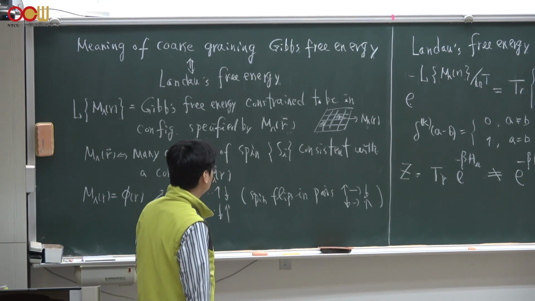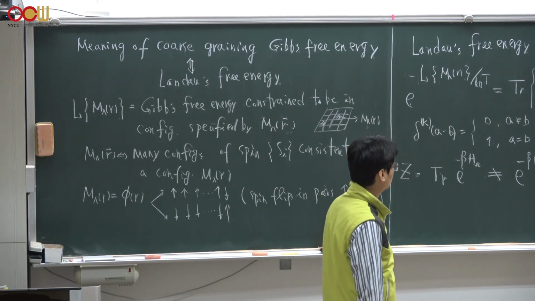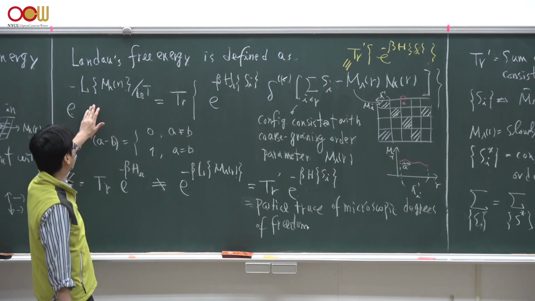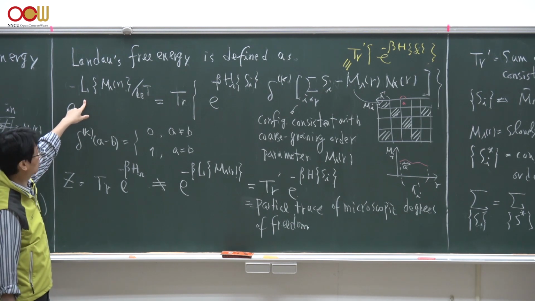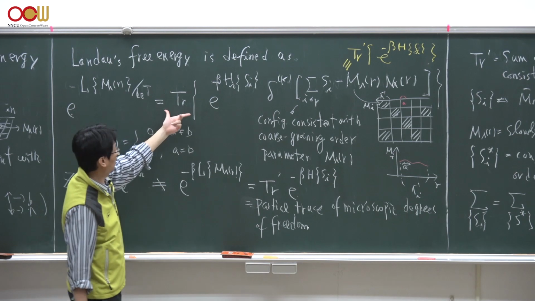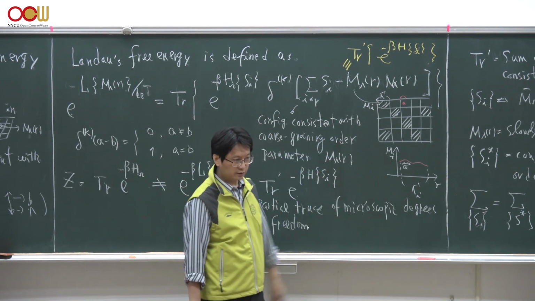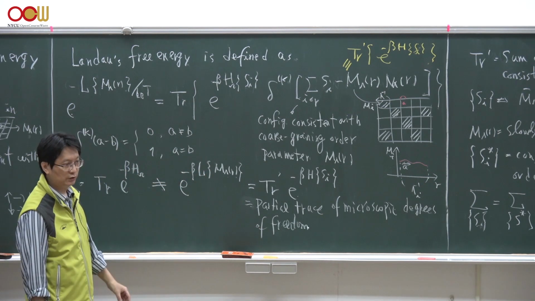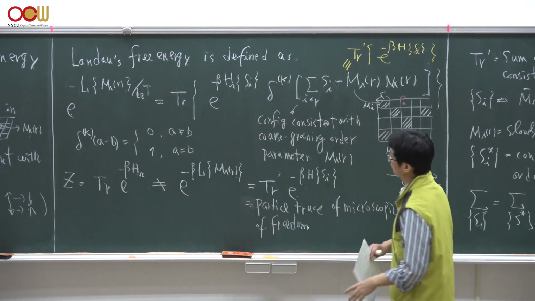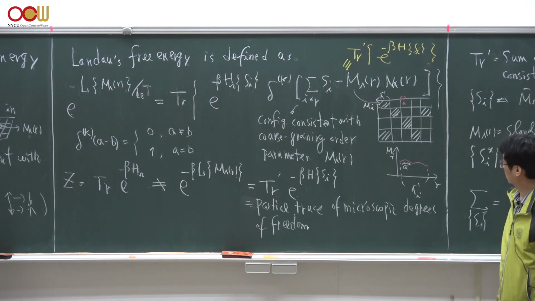But how do we get the Landau free energy? By partially summing over the microscopic degrees of freedom within the block spin. So this is what we do. The formal definition of the Landau free energy as a function of the block spin, e to the minus L divided by kBT, is defined by this trace over the microscopic degrees of freedom within each specific unit cell of a block spin. And we have a Kronecker delta function which specifies this block spin configuration.